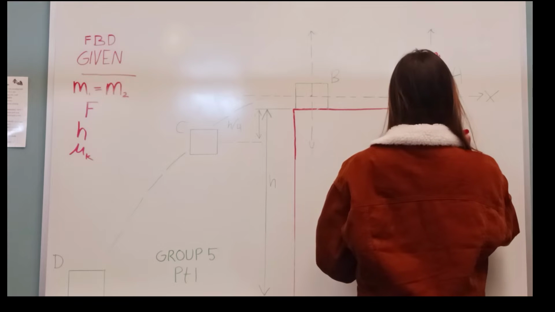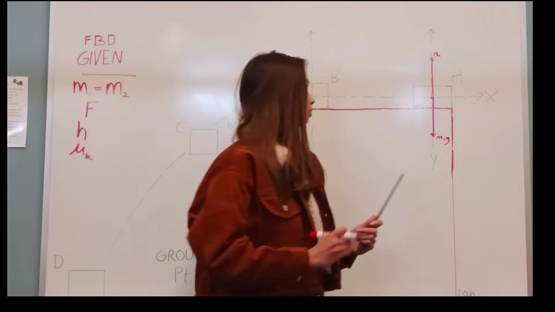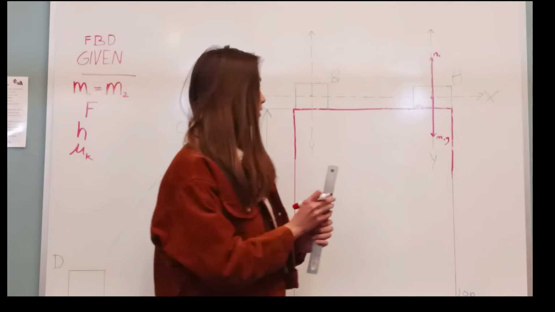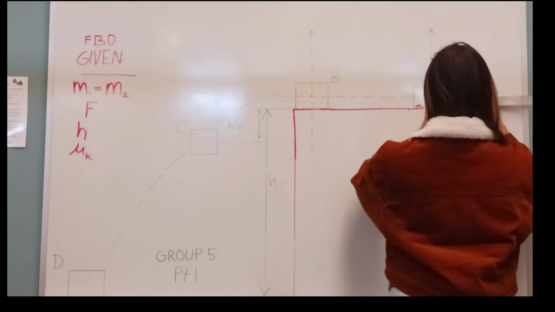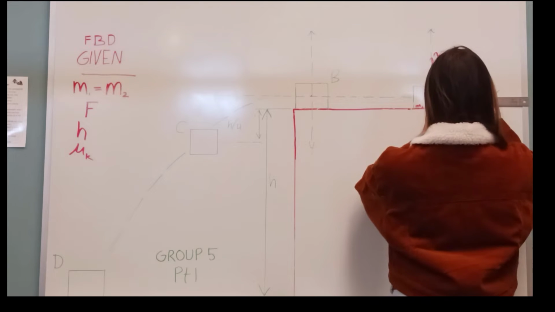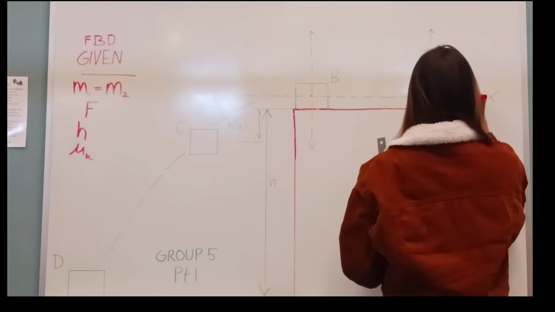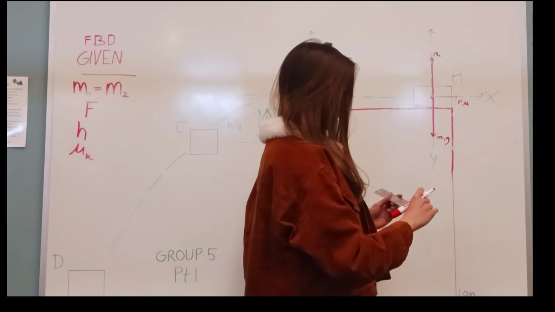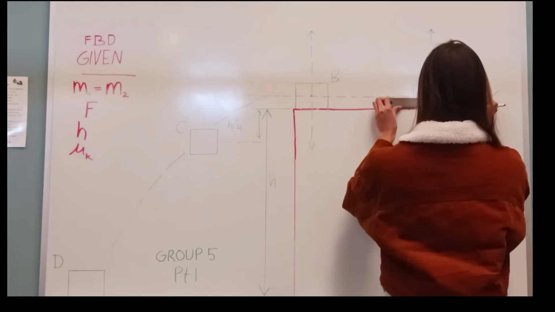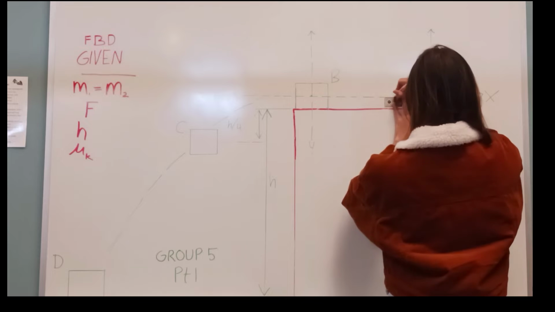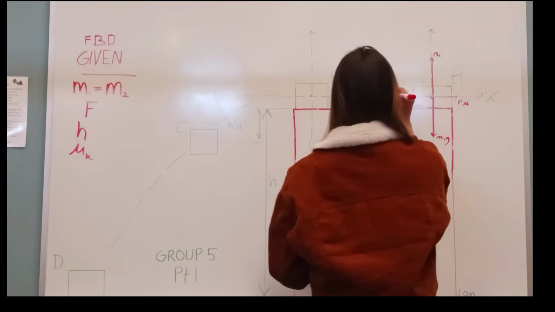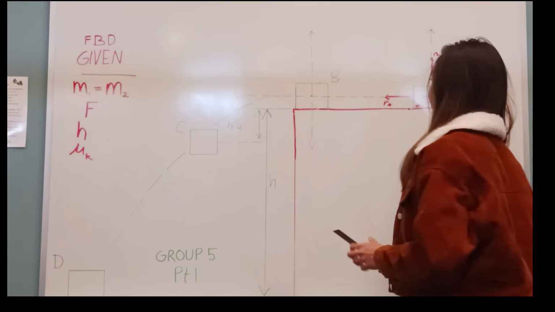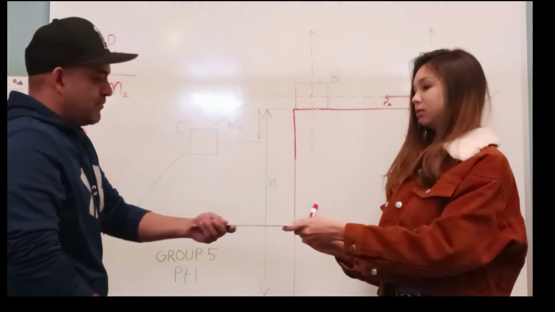That's M1G. So for our horizontal components, the force of friction is going to be shorter than our applied force. So I'm going to go ahead and draw that at 3 inches from the center. That's our force of friction, and then our applied force is going to be 6 inches from the center. It's our applied force. Now Edgar's going to talk about object B.